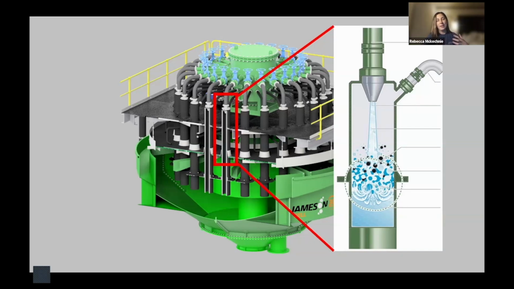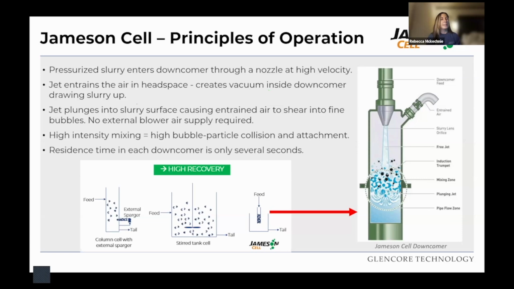So this is a B series Jamieson cell, that's the round one. As you can see here, slurry is pumped up into the center of the cell, into that centralized slurry distributor. From there, the slurry feeds into each of those arms. Each of those is a downcomer, and this is where the actual mixing occurs. The pulp is introduced into that downcomer through a converging lens you can see on the right of the screen here, and this produces a very high velocity jet. That jet draws in air from the atmosphere and entrains it into the head space.